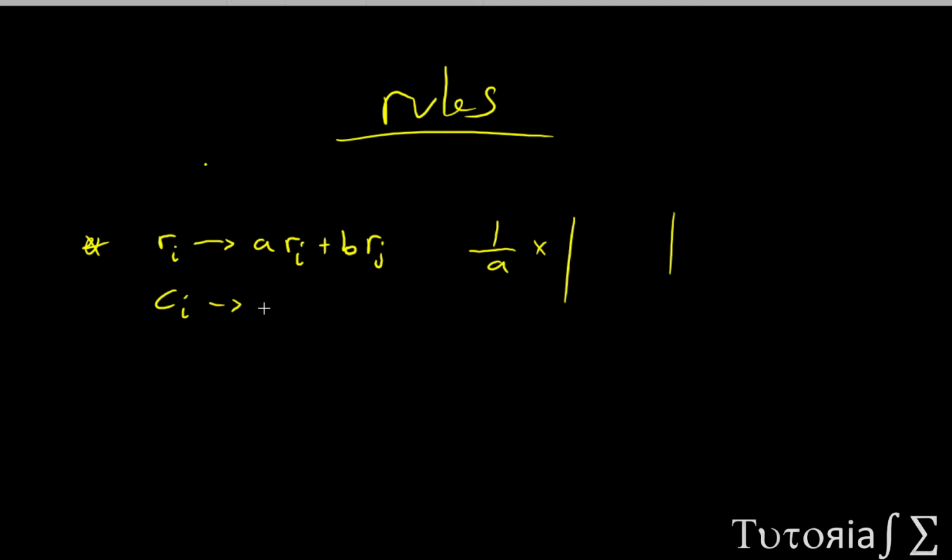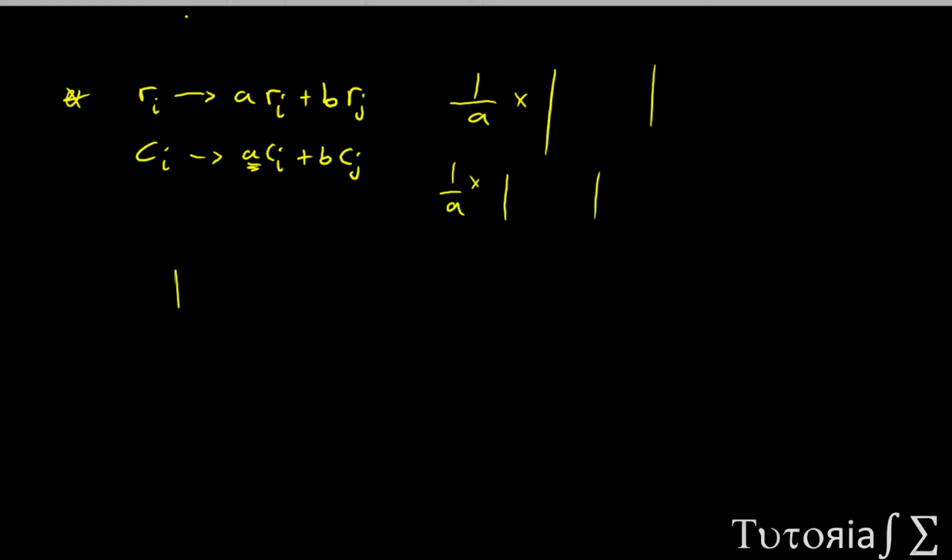The same applies if we introduce a constant to the column that we are transforming, say column I is equal to maybe A column I plus B column J. So immediately we introduce a constant to the column that we are transforming, we multiply by the inverse of that constant to the matrix we have transformed. Let's look at an example.